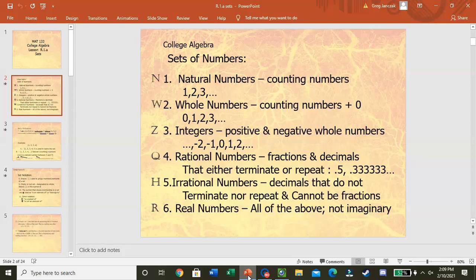Okay, real numbers are all of these. The only thing that real numbers do not include are imaginary numbers, such as i, imaginary or complex numbers. All right. Any questions with that?